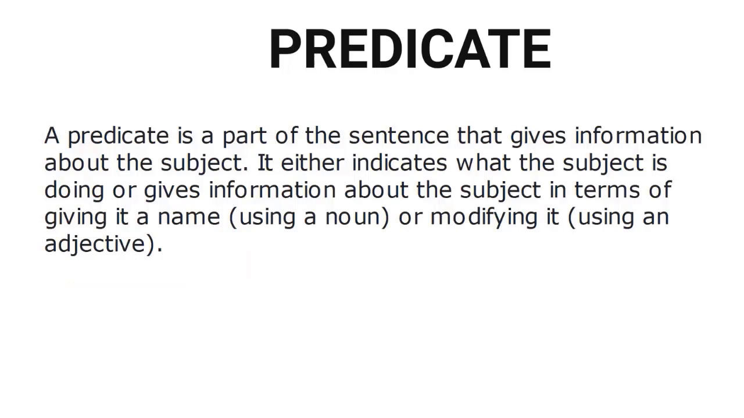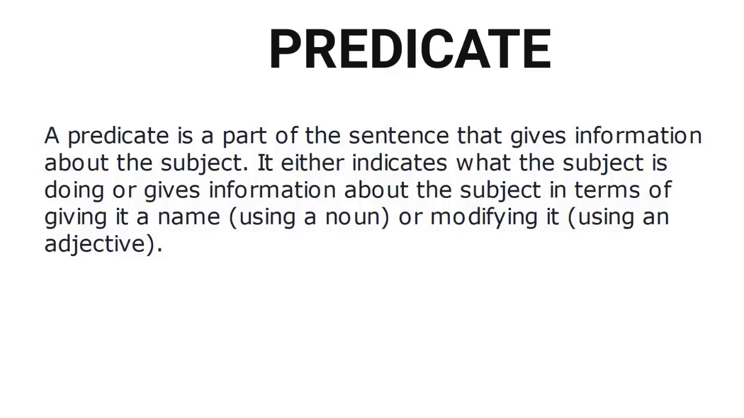Now let's move to the next one. Predicate. What exactly is a predicate? Guys, a predicate is the part that gives information about the subject. So it either indicates what the subject is doing or does or did or has done, will do, whatever tense it is in, all right? Or it gives information about the subject in terms of giving it a name or modifying it. So it shows what the subject does in the sentence, or simply gives information about the subject by renaming it using a noun, right? Or modifying it using an adjective.